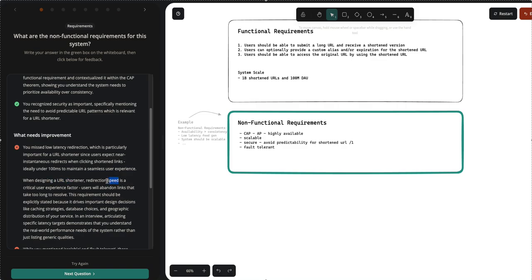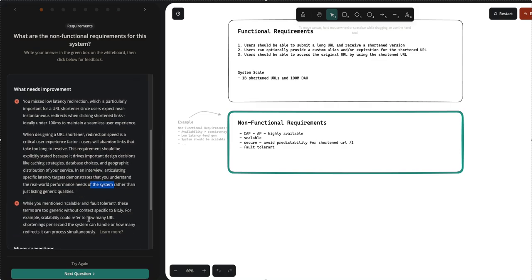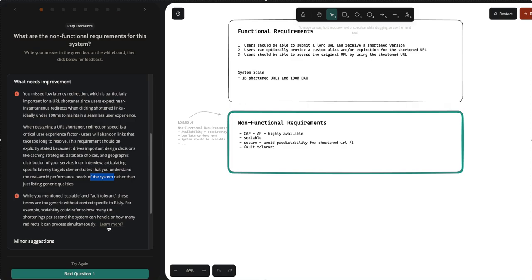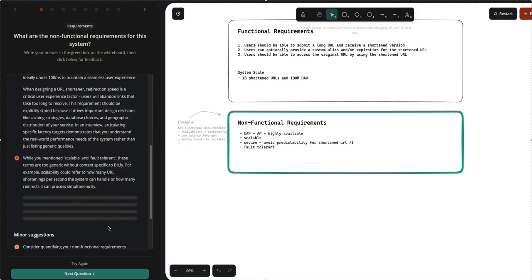When designing a URL shortener, redirection speed is a critical user experience factor. Users will abandon links that take too long to resolve, and the requirement should be explicitly stated because it drives important design decisions like caching strategies, database choices, or geographic distribution of your service. In an interview, articulating specific targets demonstrates that you understand real-world performance needs of the system rather than just listing general qualities. While you mentioned scalable and fault tolerant, these terms are too generic without context. For Bitly, for example, scalability could refer to how many URL shortenings per second the system can handle, how many redirects it can process simultaneously.